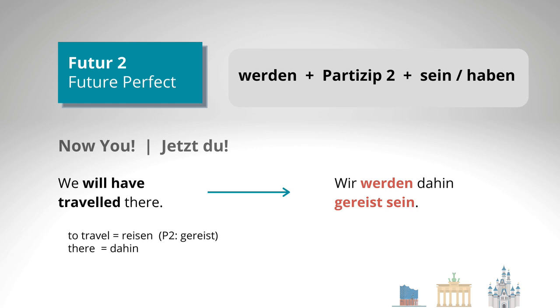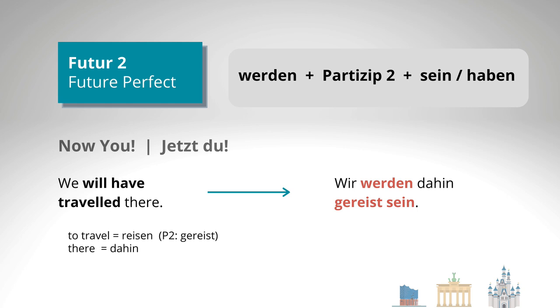First of all, we need to look for the grammatical person of the sentence or of the subject, which is we, and we need to adapt the Hilfsverb werden accordingly. The first person plural of werden is werden, which is why we start the sentence with wir werden. And we already know that the end of the sentence needs to be the Partizip 2 of to travel and sein or haben. Now, as we now know, to travel means reisen in German, and its Partizip 2 is gereist.